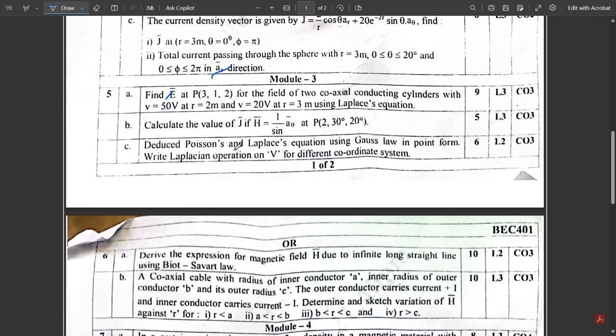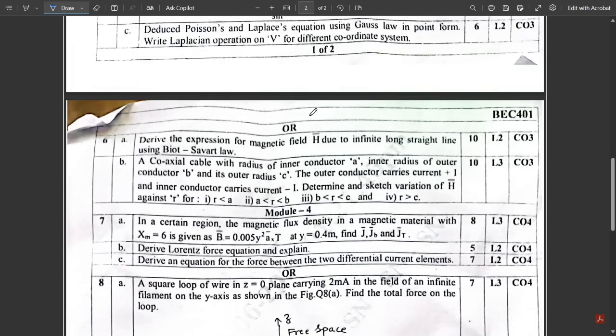This also: deduce Poisson's and Laplace equation using Gauss law in point form, and write the Laplacian operation for V for different coordinate systems. Okay, so this is for the first video of module 3. In the first video of module 3 we had derived the equation for E is equal to minus del V. So if you write that equation, Poisson's and Laplace equation together, along with that, we have listed the Laplace equation on V in different coordinate systems as well. That is rectangular, cylindrical, and spherical. Direct question they have mentioned. So if you observe these three questions from module 3, they are direct questions. Easily you could score marks here.